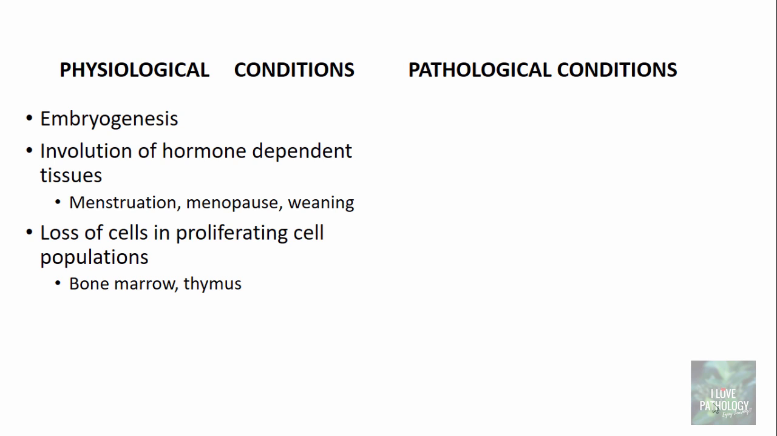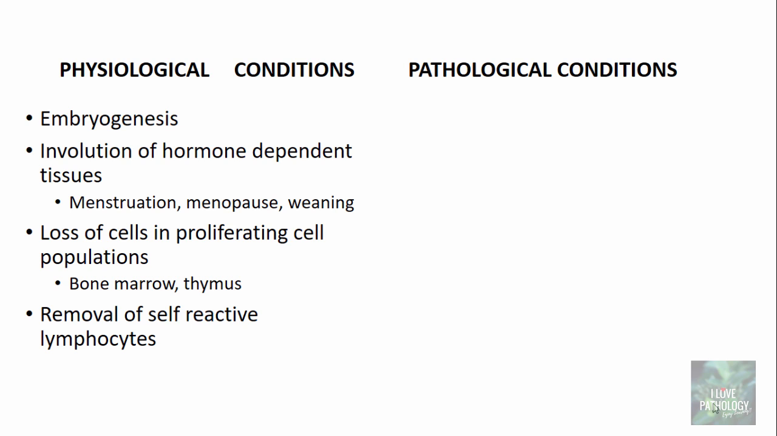The third instance where apoptosis can be observed under physiological conditions is loss of cells in proliferating cell populations. For example, the cells in the bone marrow, the cells in the thymus, the epithelial cells of the intestine. These are continuously dividing cells. These cells just can't accumulate over a period of time. So, these cells have to be knocked off to maintain a constant number. And that is what we know as homeostasis, isn't it?